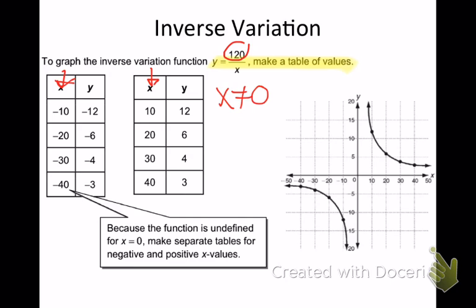So again, I'm going to do the same numbers, negatives as positives. I want a range of numbers. X cannot equal 0. And recognize here, inverse variation, my graphs are curved. It's called a hyperbola.